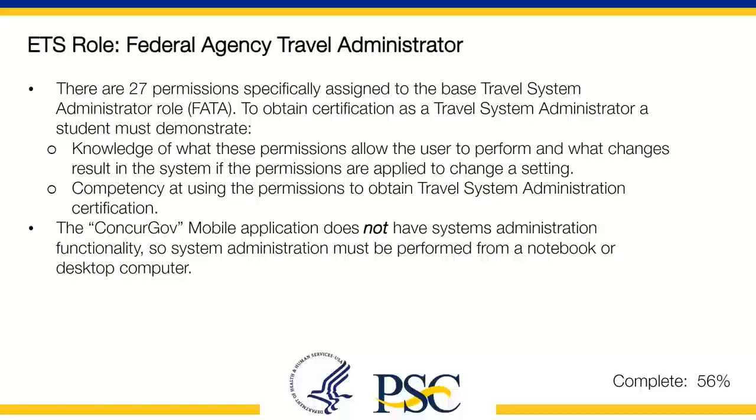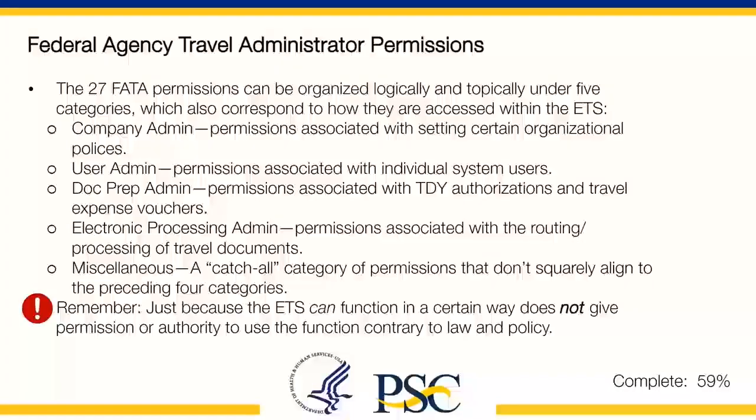The Concur Gov mobile application does not have systems administration functionality, so system administration must be performed from a notebook or desktop computer. The 27 FATA permissions can be organized logically and topically under 5 categories, which also correspond to how they are accessed within the ETS.